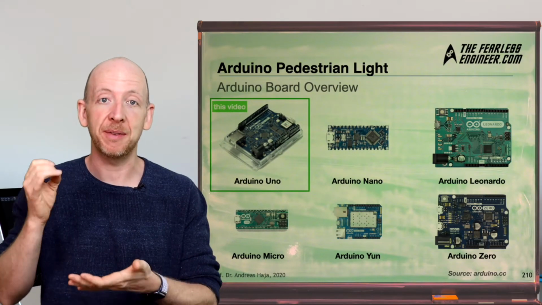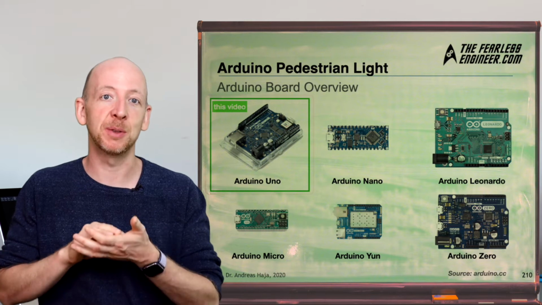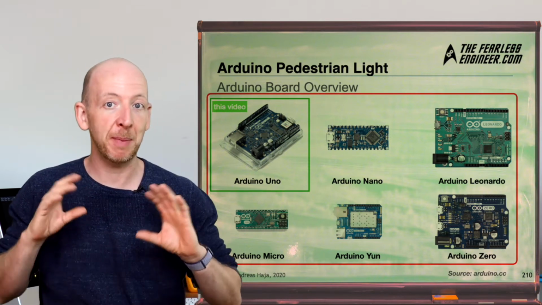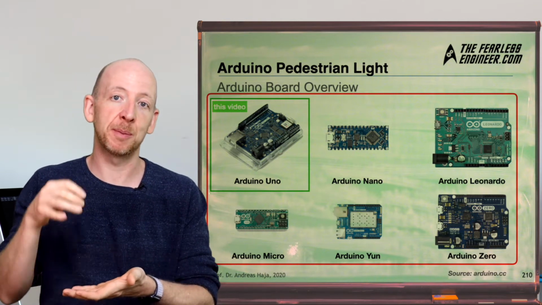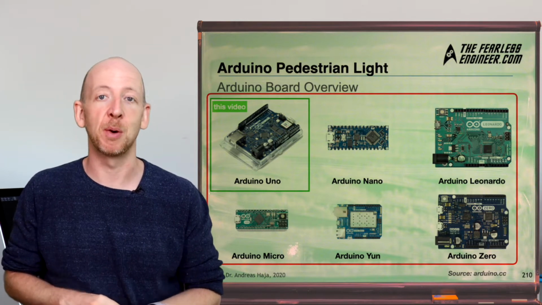Now let's take a look at the various components of a typical Arduino board. In this case we are looking at the Arduino Uno in its third version, but there are many others out there with minor and sometimes major differences between them, and I will include a link to an overview of the currently available boards on the Arduino project page in case you're interested. Just have a look into the description below this video.